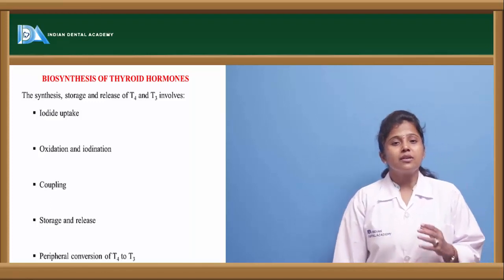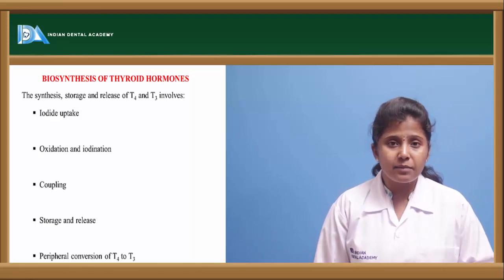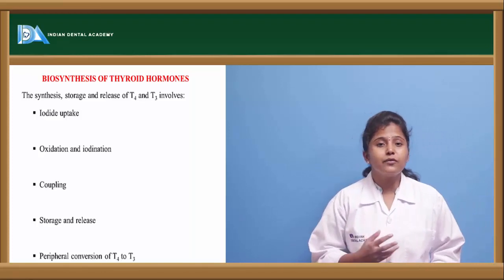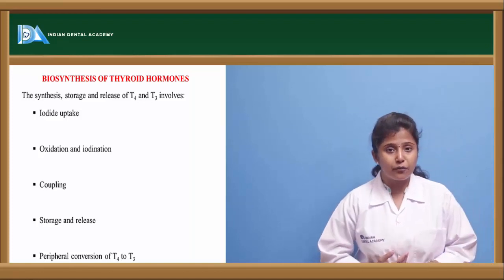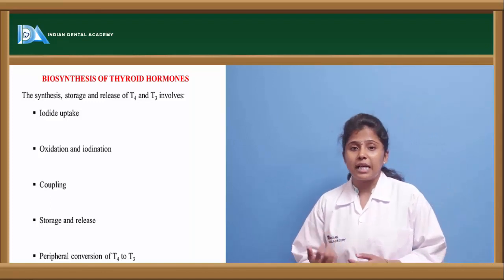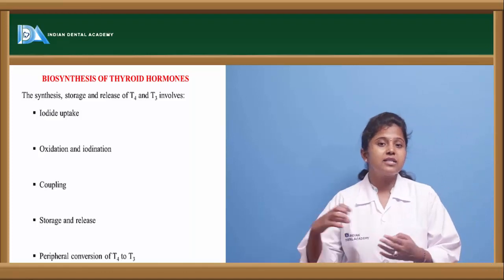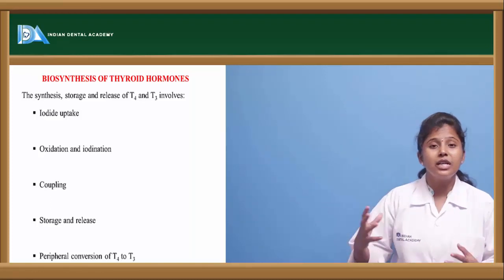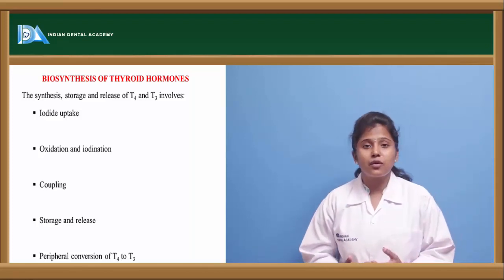From the food we take, it consists of about 30 to 50 grams of iodine. Out of this, one fifth of the iodine is present in the thyroid hormone itself, and the remaining is taken up from the food. The thyroid gland aids in the uptake mechanism of this iodine. Once the uptake of iodine is done, the iodination takes place, leading to the formation of T3 as well as T4.